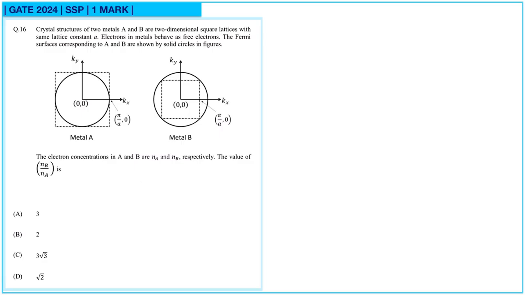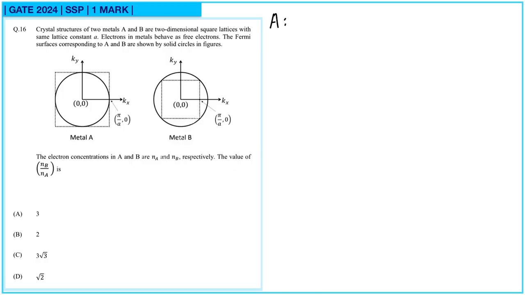Question number 16. Crystal structures of two metals A and B are two-dimensional square lattices with the same lattice constant a. Electrons in the metals behave as free electrons. The Fermi surfaces corresponding to A and B are shown by solid circles in the figures. The electron concentrations in A and B are N_A and N_B. Then the value of N_B upon N_A is.